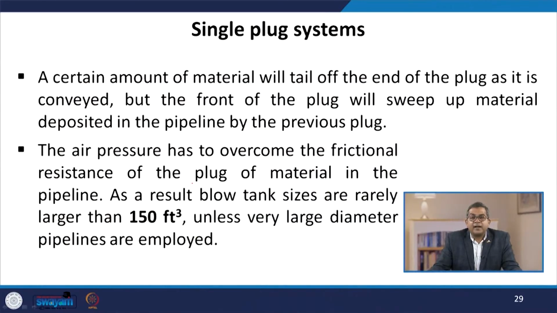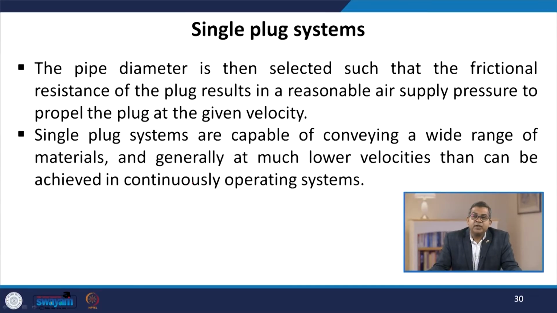As a result, blow tank sizes are rarely larger than 150 cubic feet unless very large diameter pipelines are employed. The pipe diameter is usually selected such that the frictional resistance of the plug results in a reasonable air supply pressure to propel the plug at a given velocity. Single plug systems are capable of conveying a wide range of materials, and generally at much lower velocity than can be achieved in continuously operating systems.